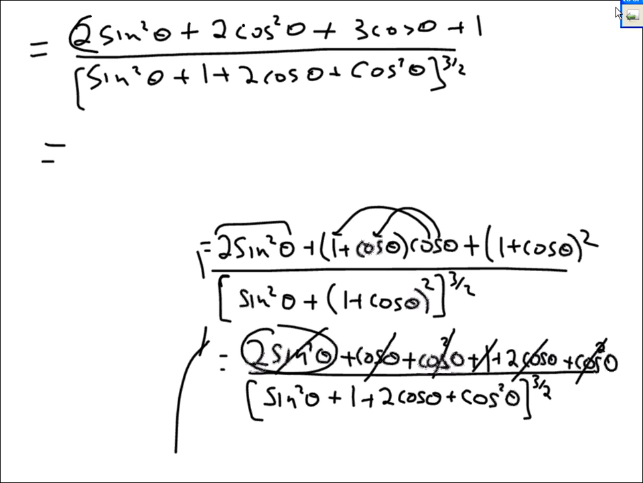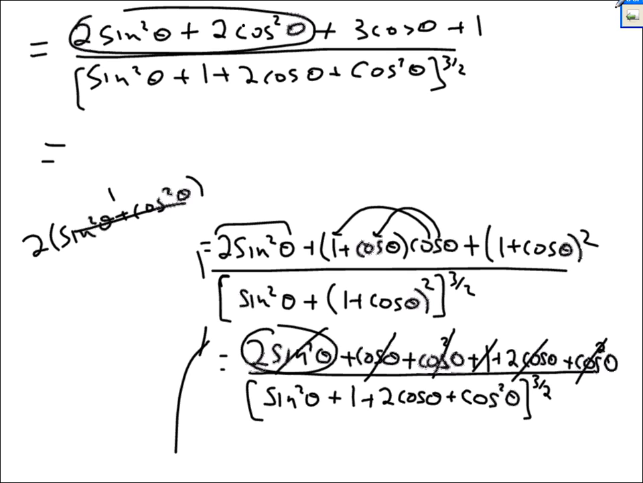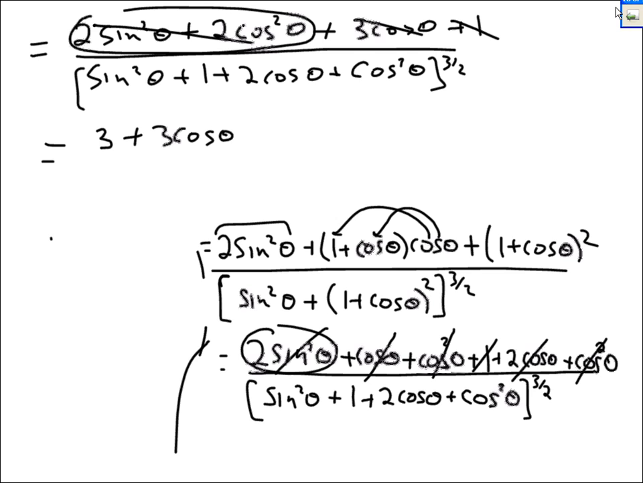Now, here you can factor out a 2, and you'll get 2 times sine squared theta plus cosine squared theta. But that's 1. You get 2 times 1, which is 2. Plus another 1 is 3. Plus 3 cosine theta. Yeah, that's the numerator. As our next step, I'll factor out the 3. But for now, that's the numerator.